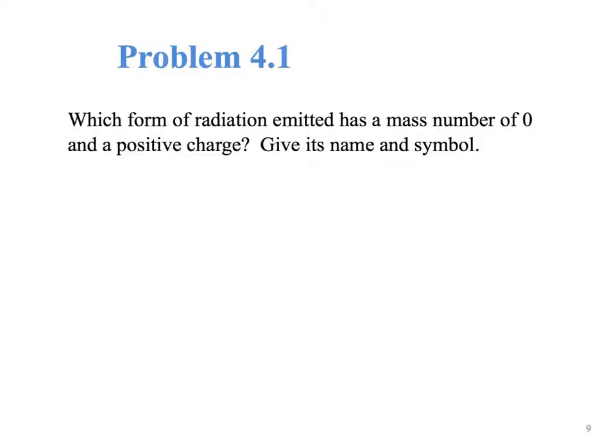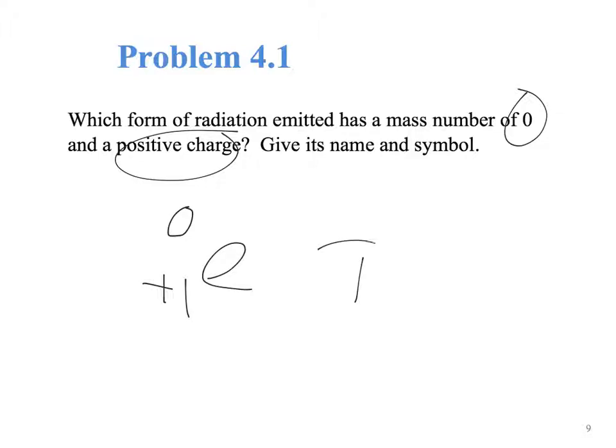Let's deal with this problem. Which form of radiation has a mass number 0 and a positive charge? So 0 mass, positive charge. So this is a positron.